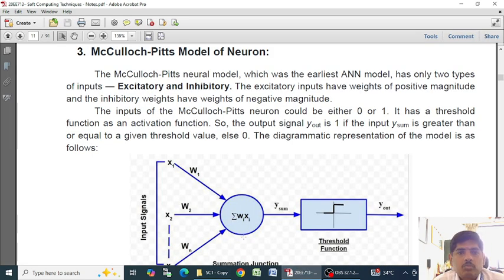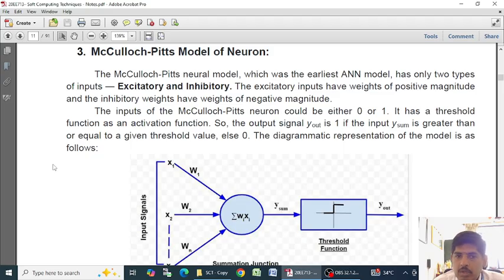Hi everyone. Today we are going to discuss one of the basic neural networks called the McCulloch-Pitts neural network. The authors McCulloch and Pitts developed this basic neural network. It is called the McCulloch-Pitts neuron model. This is a very basic neural network.